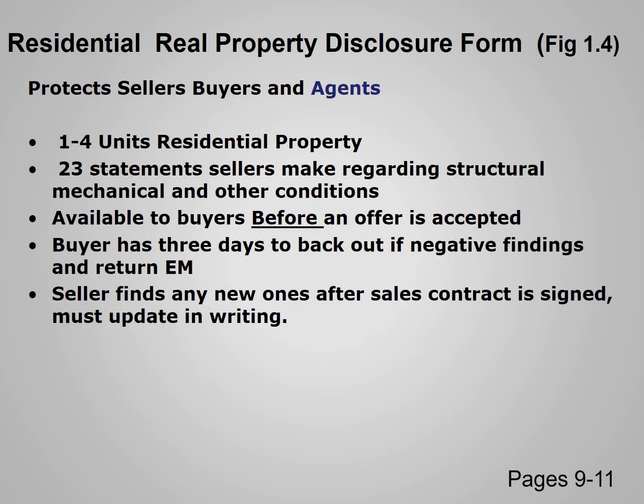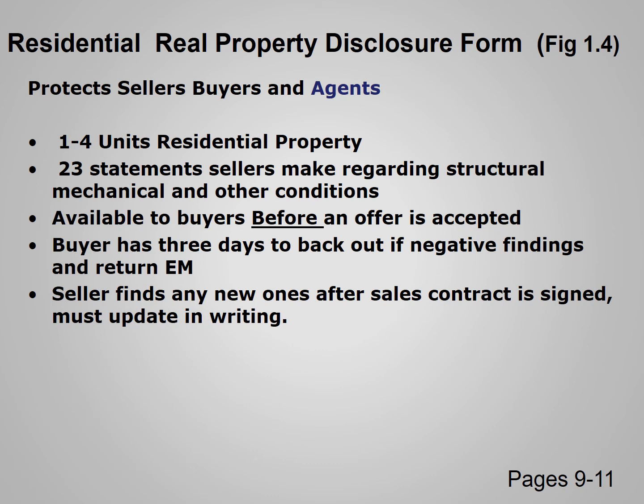Speaking of disclosure, let's look on pages 10 and 11 where we'll see figure 1.4, which is the residential real property disclosure form. This is a disclosure form that's to protect sellers, buyers, and maybe as importantly, you as agents. This form is to be filled out on any deal where you have a 1 to 4 unit residential property, a single family or a small 4-flat. The seller completes this form, which has 23 statements regarding the structural, mechanical, and other conditions, and to the best of his or her ability, they complete the form.